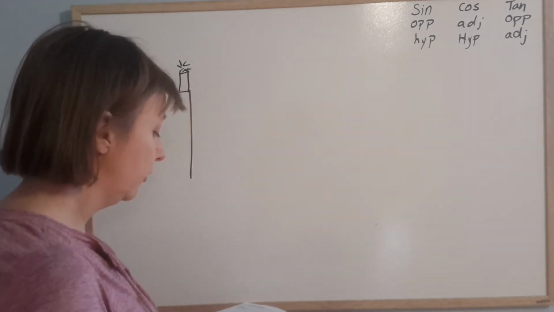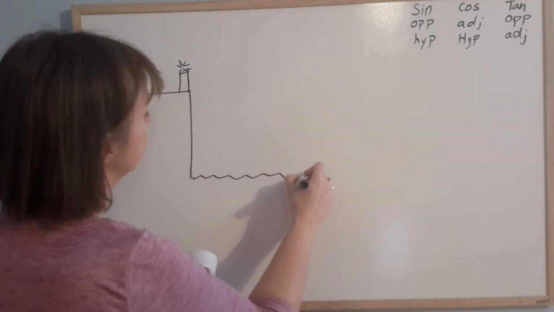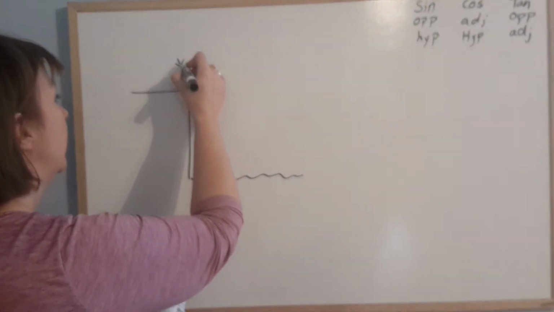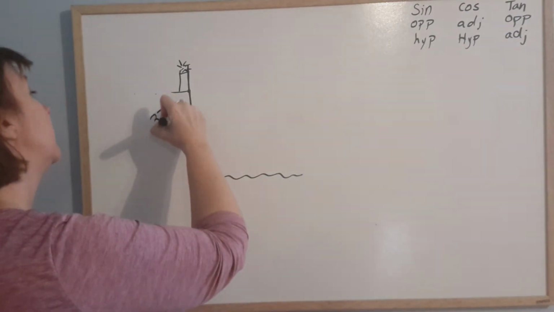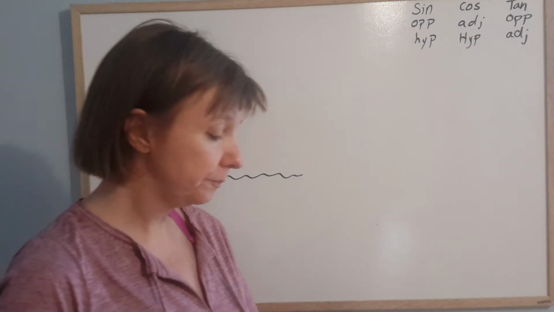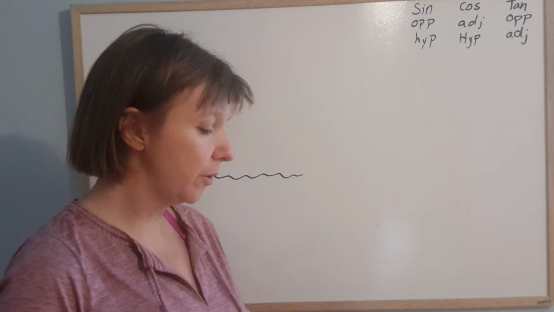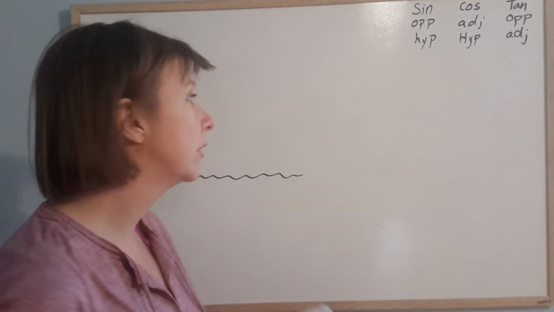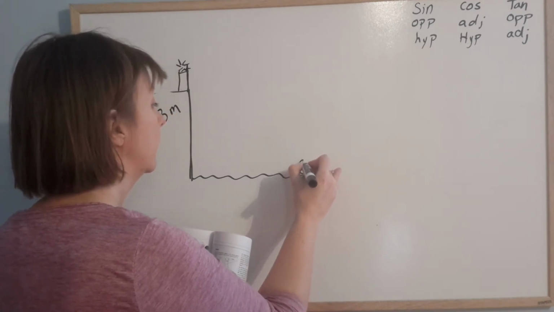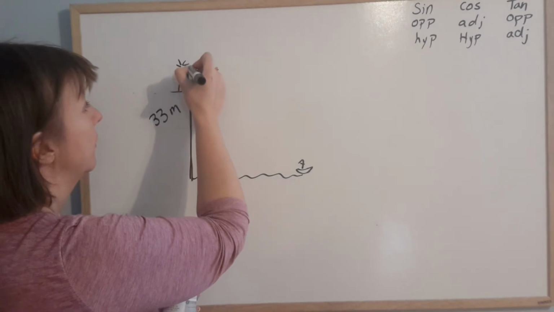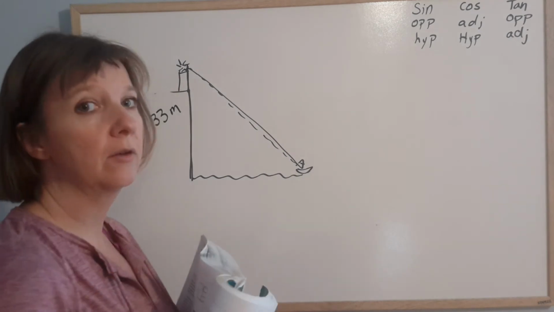The top of the lighthouse is 33 meters above sea level. So here's the sea. From the top of the lighthouse all the way down to where the water is, that is 33 meters. The angle of depression to sight a small fishing boat at sea is 24 degrees. So here's a little boat. A guy is standing at the top of the lighthouse, and he looks down at the boat.